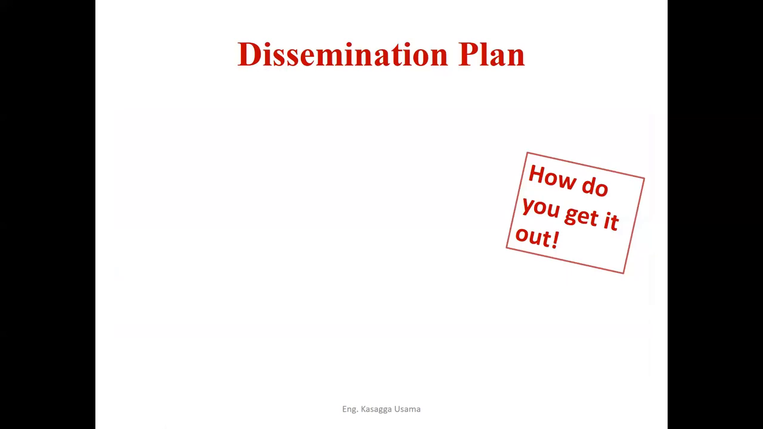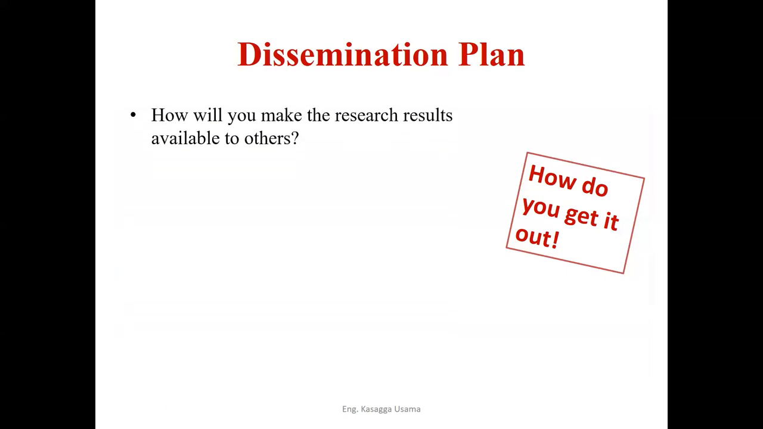Now, talking about dissemination plan, how do you get it out? Meaning, how do you publish it to the members out? How do we give it to other people out? Okay, so we need to be very clear about this. How will you make the research results available to others? That means, which platforms are you going to use? Where are you going to publish it? Is it going to be within the institution? Because we may be having platforms where we can publish our findings, our work.